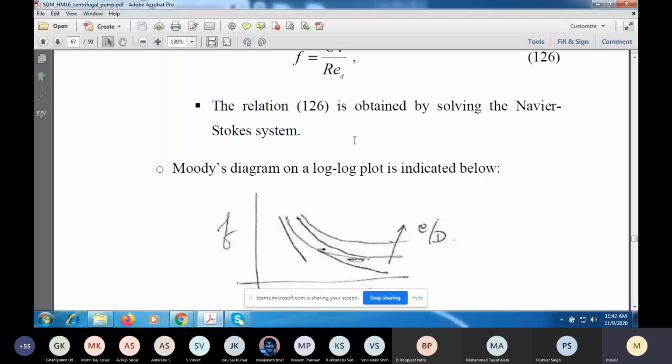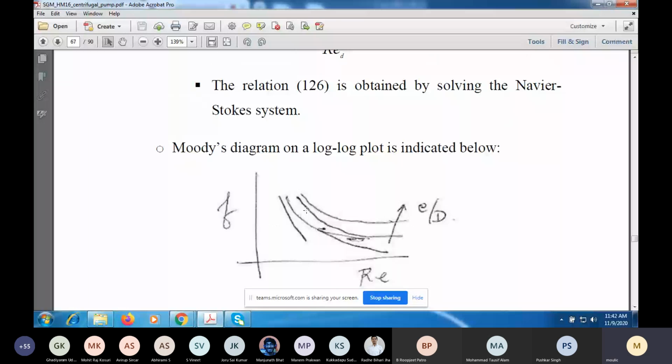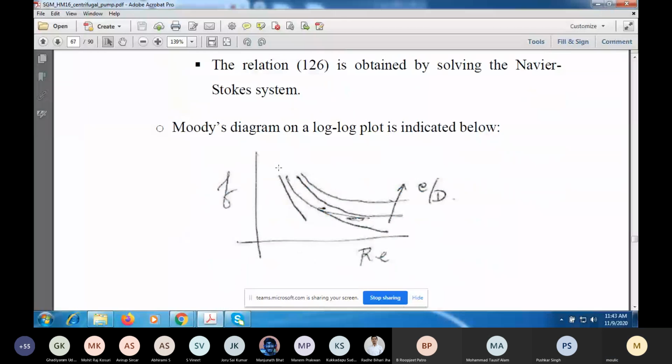So on a log-log plot, if I plot the friction factor versus Re, for Re less than the critical value, you have a straight line here, which represents the friction factor for laminar flows when Re is less than the critical value. If you solve the Navier-Stokes equations, you will find that it is 64 by Re. So log F will be log 64 minus log Re. So if you plot log F versus log Re, it will be a straight line. Conversely, if I plot F versus Re on a log-log plot, it will be a straight line.